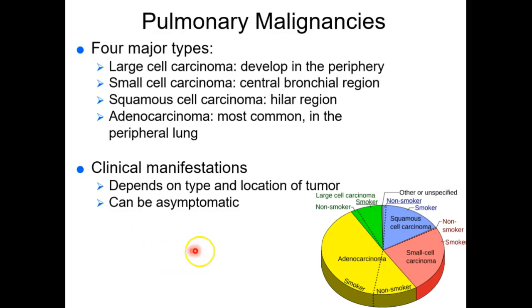Pulmonary malignancies, there's a variety of cell types within the lungs that you should already be familiar with. Some of those naming conventions don't really work as well with our 4 major types of lung cancer. Large cell carcinoma tends to develop in the periphery of the lungs. Small cell carcinoma tends to be central bronchial region. Squamous cell carcinoma tends to be in the hilar region.